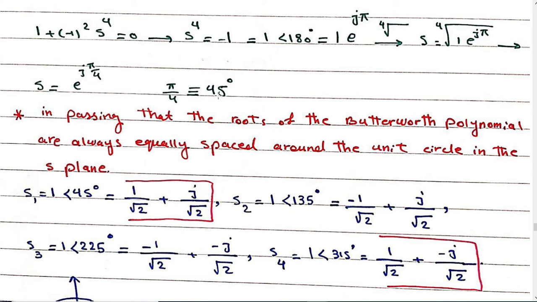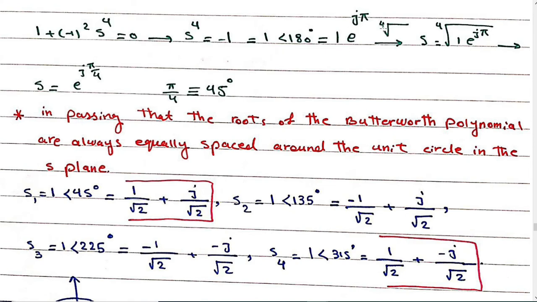Where did the pi over 4 come from? Okay, that is a good question. You have s raised to the power 4, which is minus 1. So what is minus 1? The magnitude is 1 and the angle is 180 degrees, so 1 e raised to the power j pi. So you have s to the 4 over here, and you have this one on the other side of the equation.